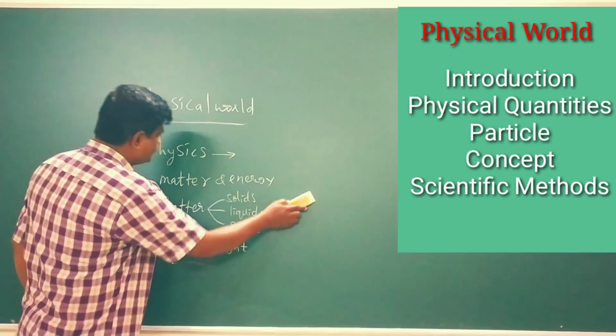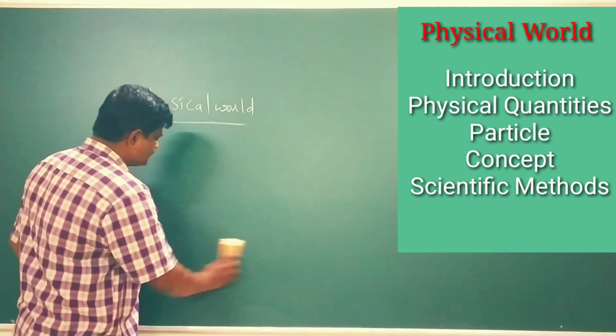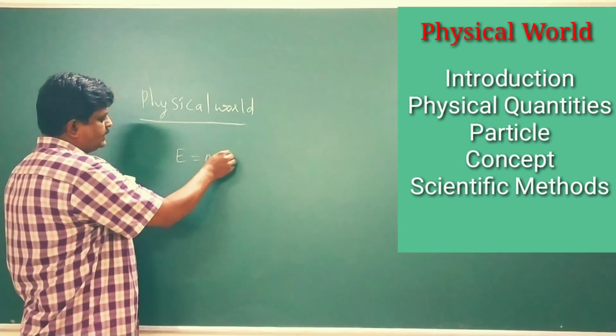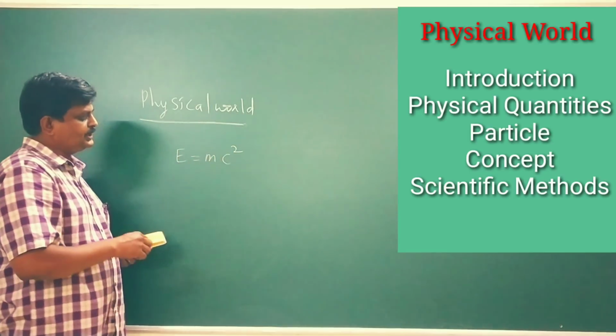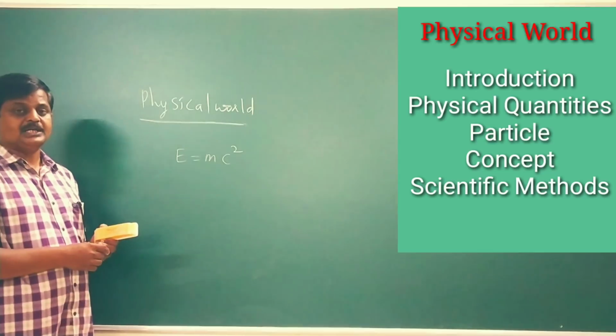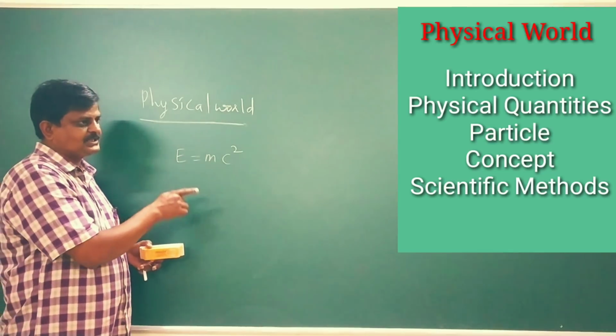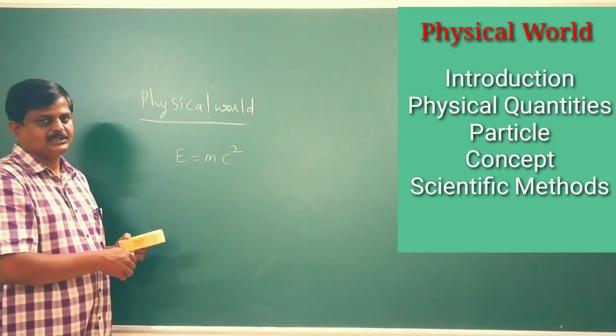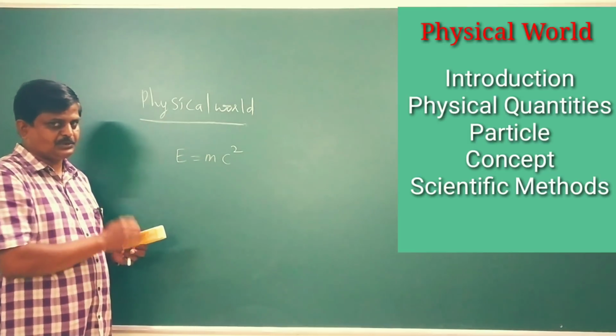And it was Einstein who gave a relation between mass and energy. What is the relation between the mass and energy? E is equal to what? mc square. According to Einstein, mass is converted into energy. The best example for this is an atom bomb. Energy can be converted into mass.